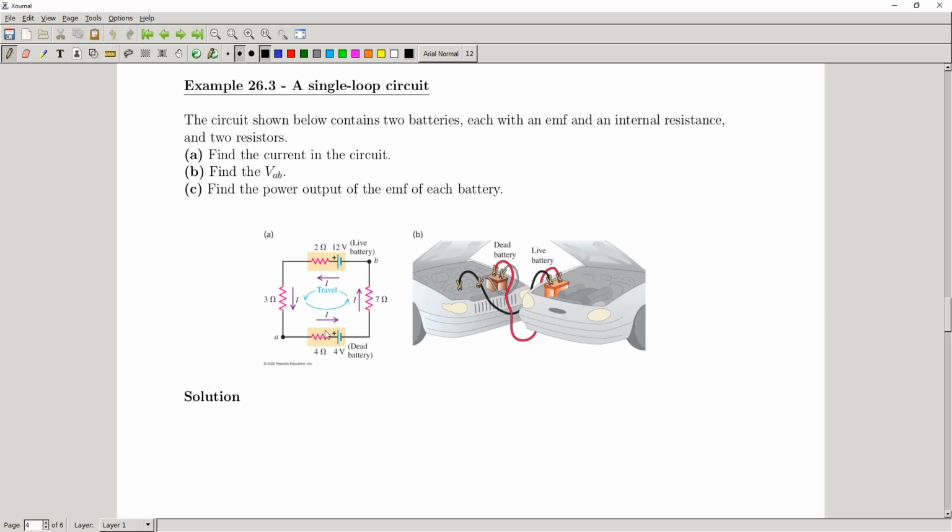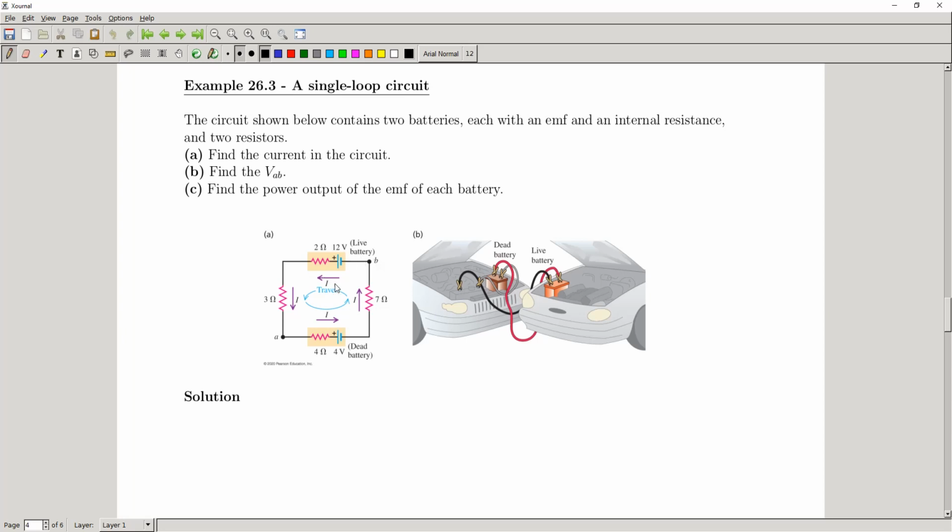What do we want to find? We want to find the current in the circuit, so we want to find the current going around the circuit. We want to find what the potential difference VAB is, and we want to find the power output of the EMF of each of these batteries. Okay, and so how are we going to do this? Well, we're going to want to use Kirchhoff's rules here. We're going to start out by applying Kirchhoff's loop rule, and this should get us to being able to find what the current in this circuit is.